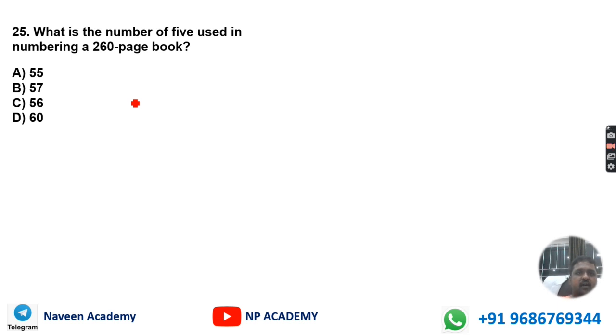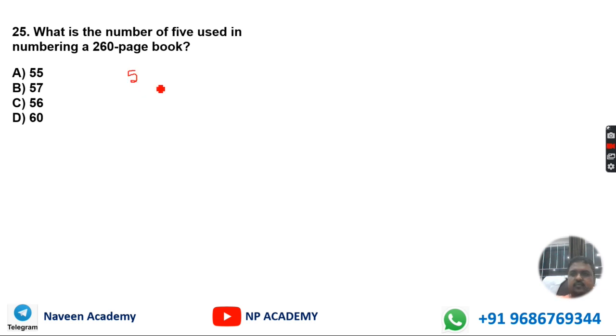Now, what is the number of 5s used in numbering a 260 page book? See, everybody, in books there are page numbers 1, 2, 3, 4, 5, 6, 7, 8, like that. Out of 260 pages, how many times is 5 used? We have to find out, right?